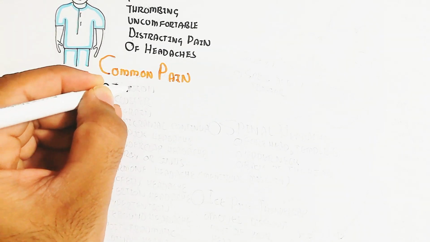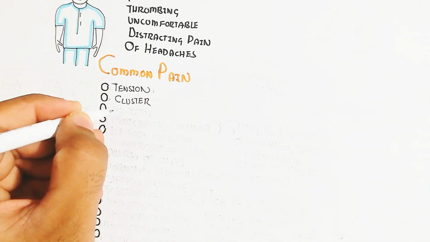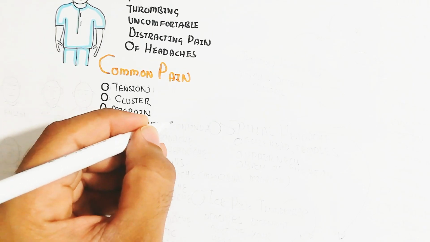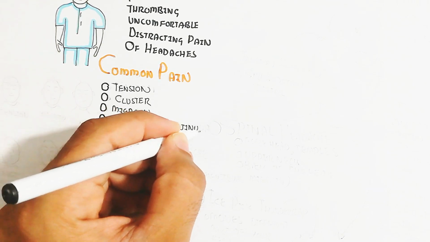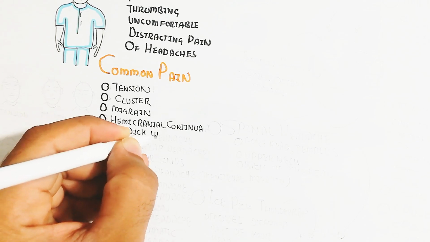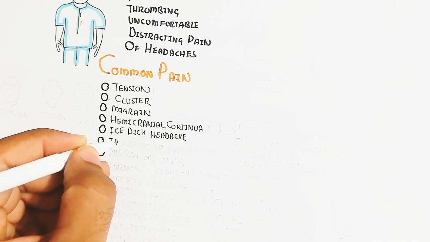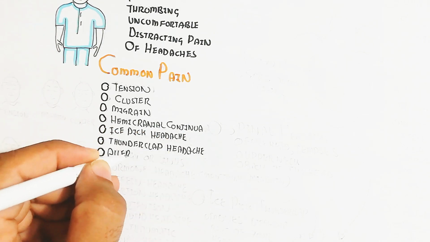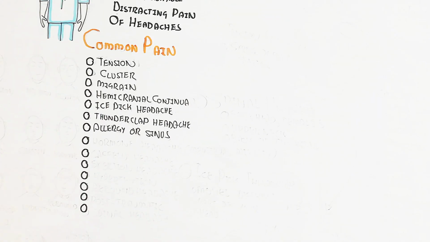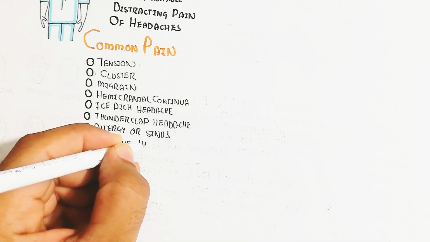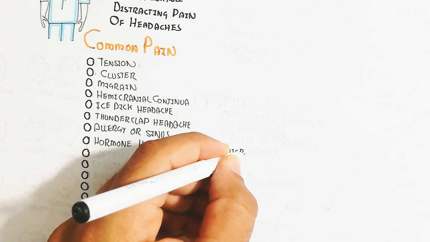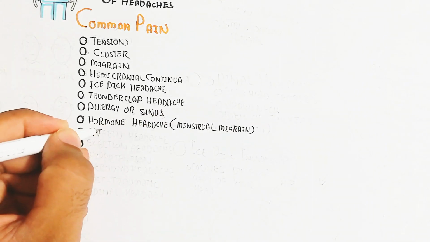It is also due to cluster headache and migraine, which are three types of headache due to stress, anxiety, and depression. Hemicranial continua is another type, and ice pick headache and thunderclap headache. The thunderclap headache and ice pick headache can move from one region of the head to another.